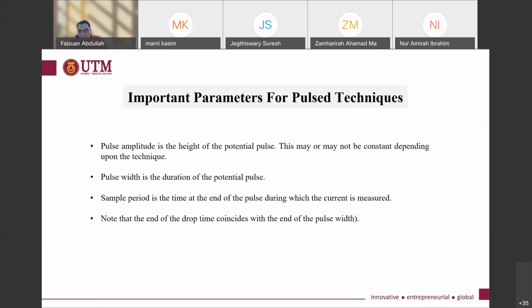There are a few important parameters that we need to consider when using pulse technique. Pulse amplitude is the height of the potential pulse, and this may or may not be constant depending upon the technique. Pulse width is the duration of the potential pulse. Sample period is the time at the end of the pulse during which the current is measured, and at the end of the drop time coincides with the end of the pulse width.